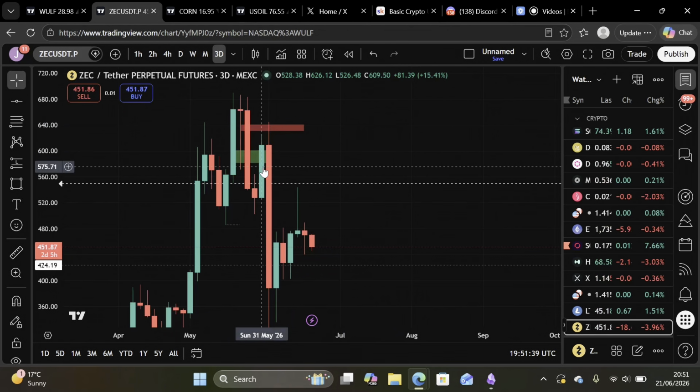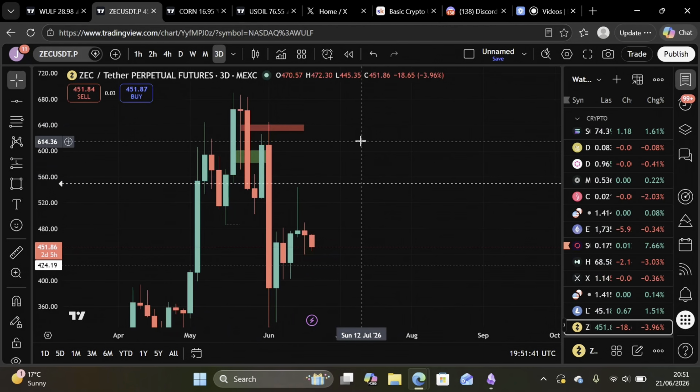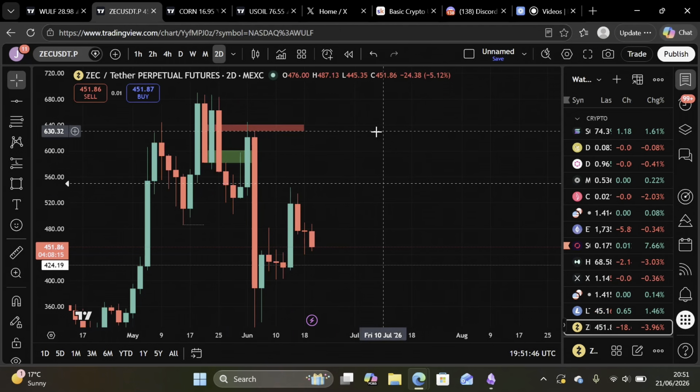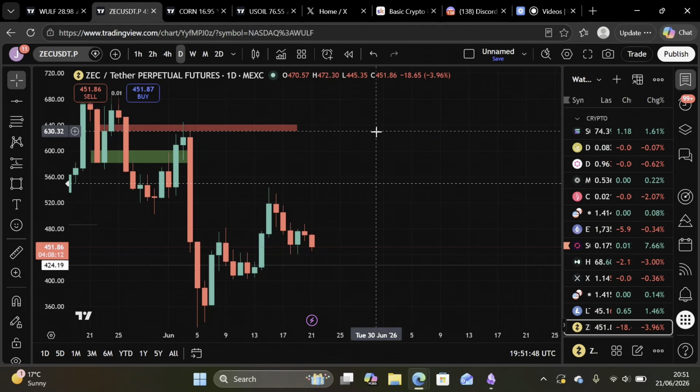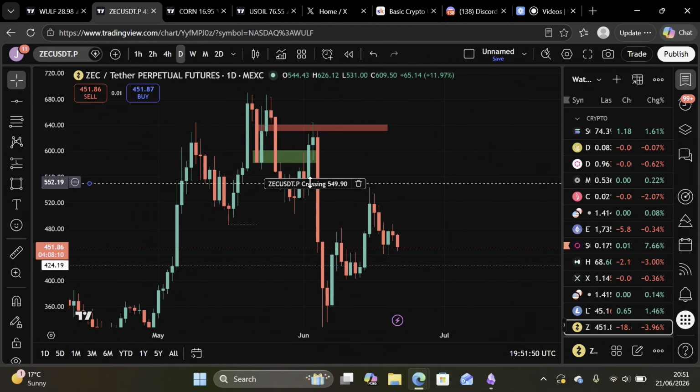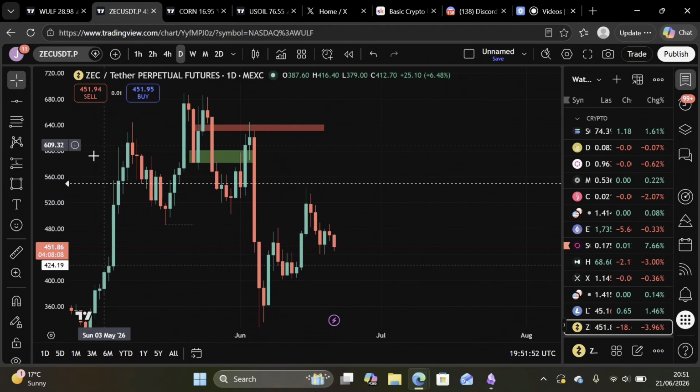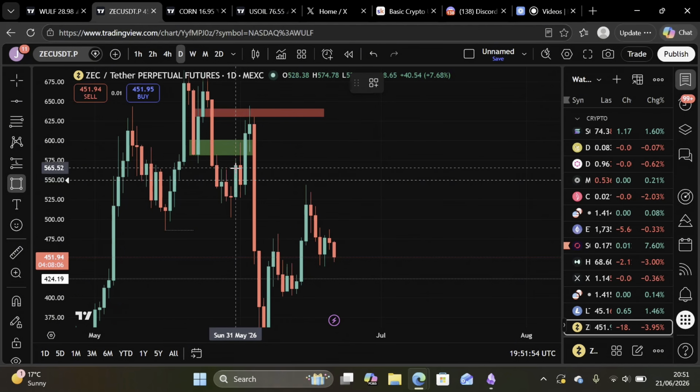Okay. Now we have this 3-day order block here. So again, we're keeping that supply level. 2 days, well, we have that supply level. And then 1 day, you have your hidden order block right here. Okay. So you have your hidden order block right here within the supply and demand level.